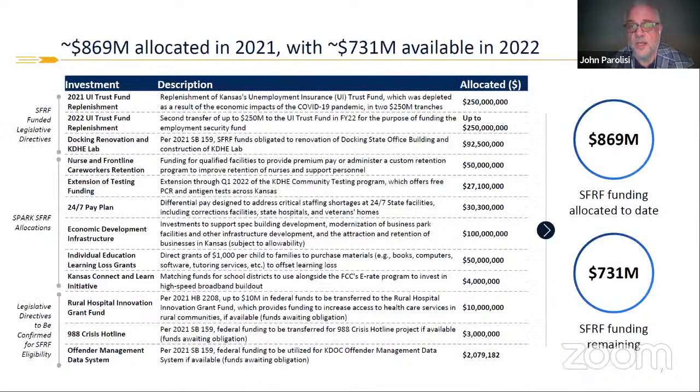But one thing to note is, against that $1.6 billion, about $869 million has already been allocated in 2021. So what we are really looking at is about $731 million in funds remaining, which obviously can be transformative in and of themselves. And there are some cases where this number may actually grow a bit depending upon what happens around some of the previously allocated funds as well. Next slide.